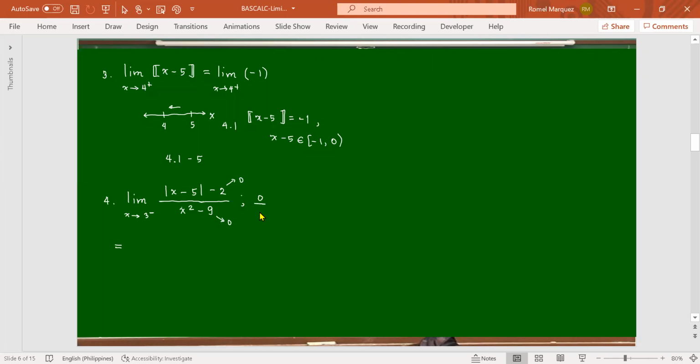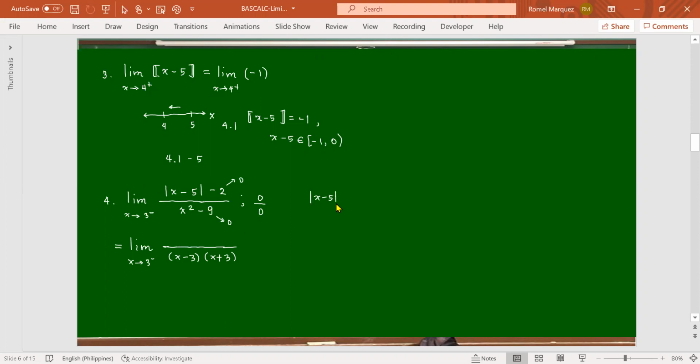So, ibig sabihin indeterminate. Let's simplify that. Tingnan natin kung paano natin matatanggal yung nagsi-0. So, ibig sabihin, what factor am I going to remove? Ano yung goal natin to remove? What factor? X minus 3, no? So, x minus 3, x plus 3. Yan, the factored form of this. At yung how to remove, Mr. Officer, the absolute value.